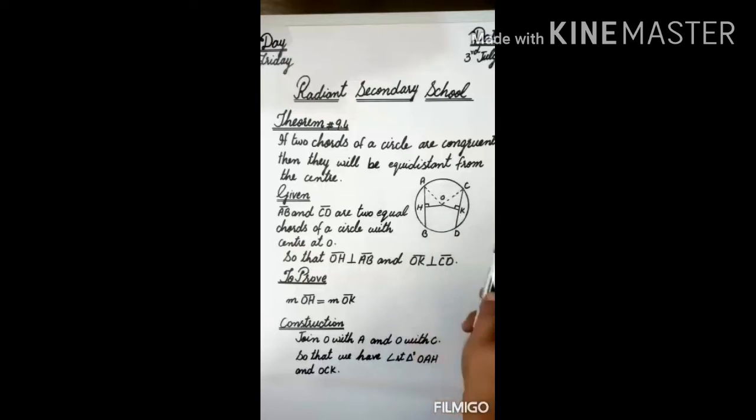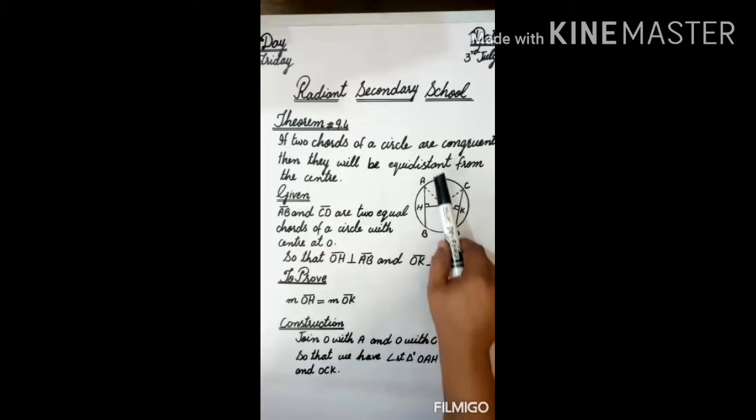For this proof we have some construction. In construction we have to join O with A and O with C. By joining O with A and O with C, we have two right angle triangles, OAH and OCK. What is a right angle triangle? You know very well. A right angle triangle means when a triangle has one angle equal to 90 degrees, it is called a right angle triangle.